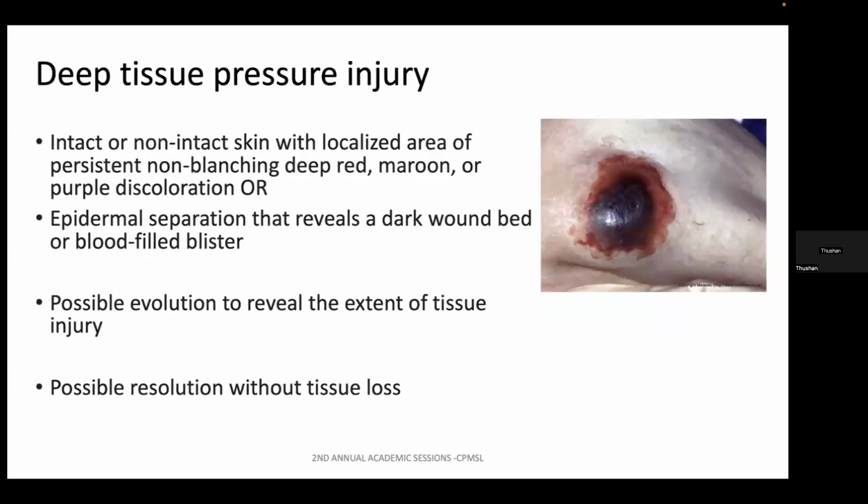Another important thing is this deep tissue pressure injury. Right? So what happens here? This is a non-blanching red color appearance that happens. Sometimes it's a blood-filled blister.